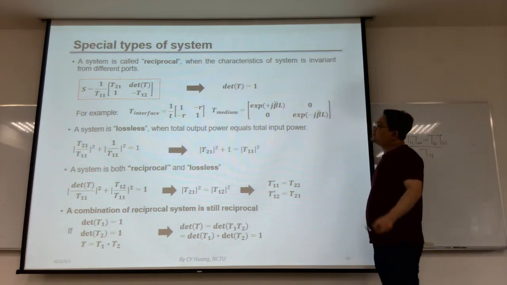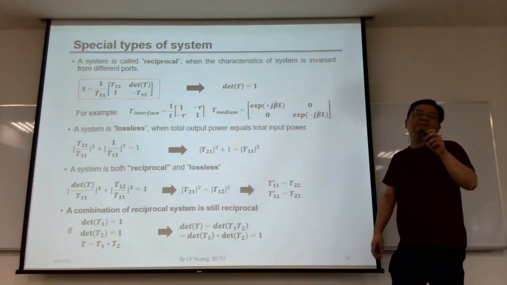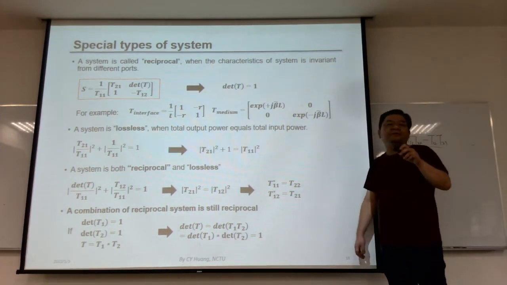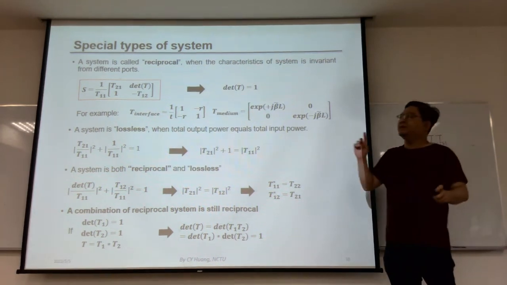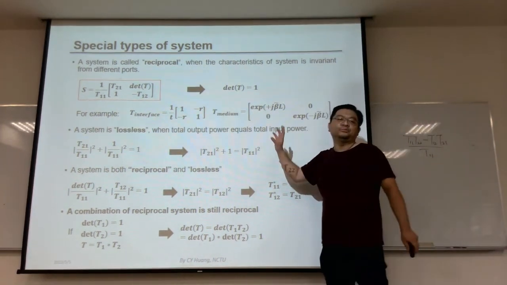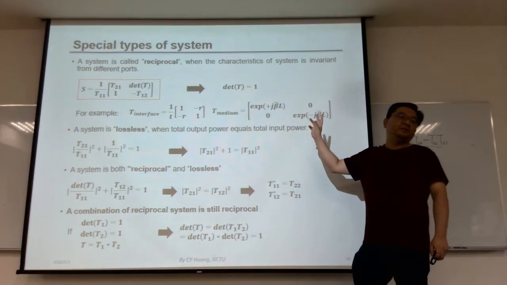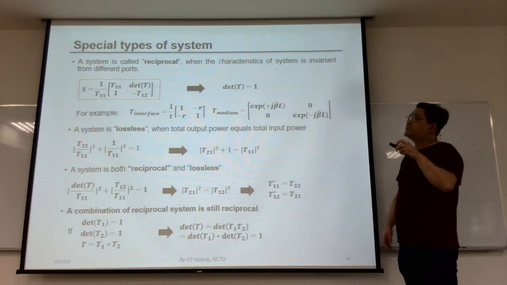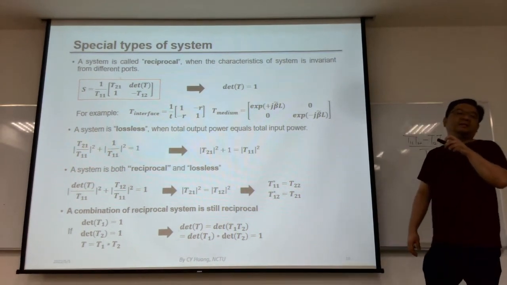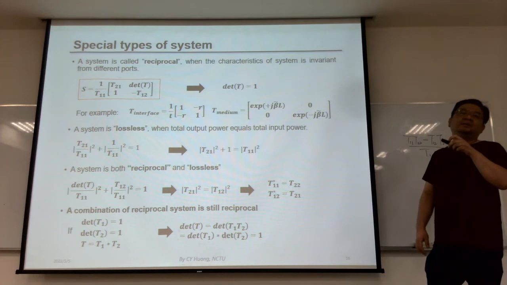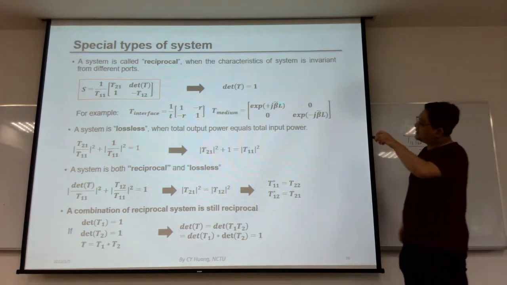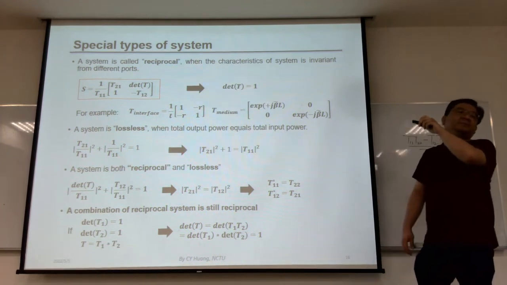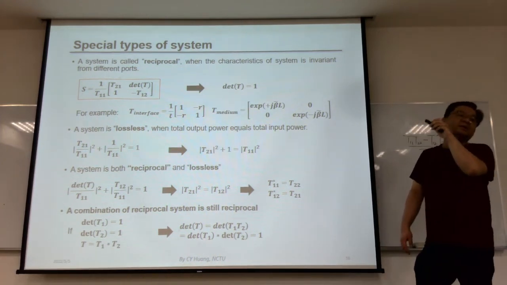So if a system is reciprocal, in our previous statement, this scattering matrix should be symmetric. So for a reciprocal system, its transmission matrix determinant needs to be 1. Okay, so this is the conclusion, the mathematical characteristic for a reciprocal system. Its determinant needs to be 1.